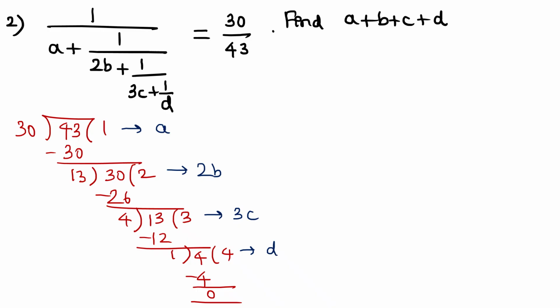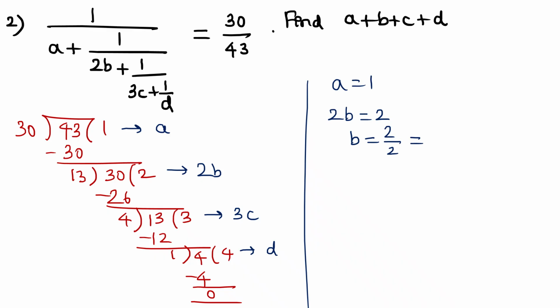So now it is very easy for me to get to know the A value, that is equal to 1. 2B is equal to 2, so B is equal to 2 by 2, that is equal to 1. So 3C is equal to 3, C is equal to 3 by 3, that is 1. So D is equal to 4.